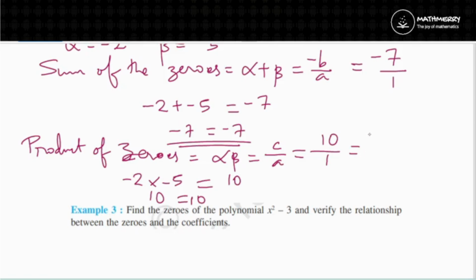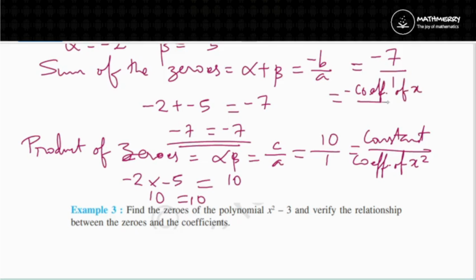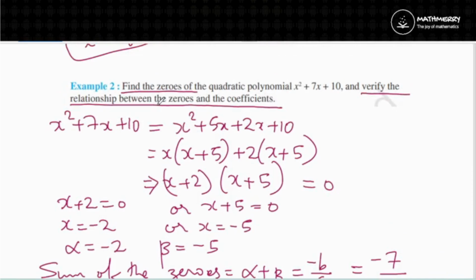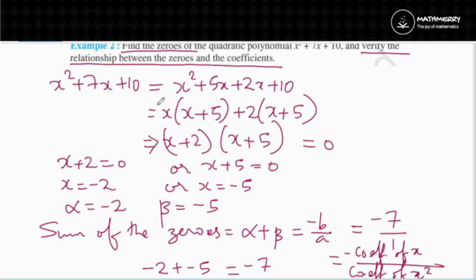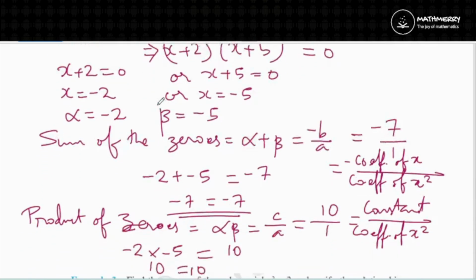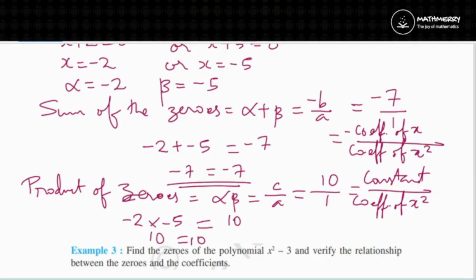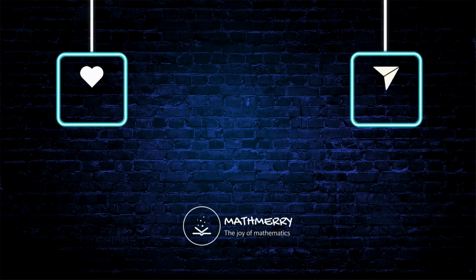So this is equal to the constant divided by the coefficient of x square. Here it is minus of the coefficient of x by the coefficient of x square. So that's verified. I hope this is clear. First we did the factorization, we got the solutions and named them alpha and beta. Then we found the sum of the zeros and the product of the zeros.